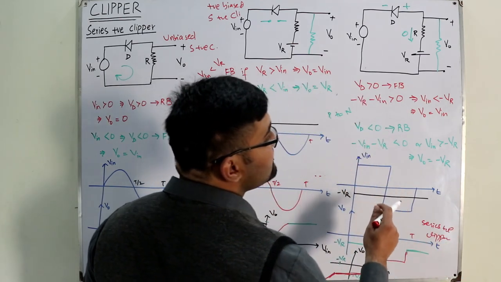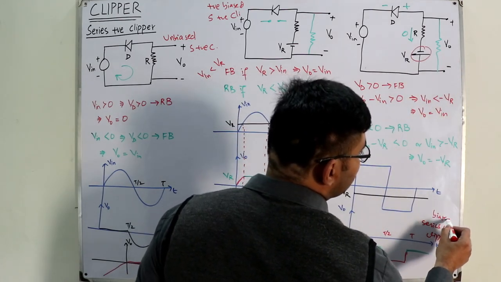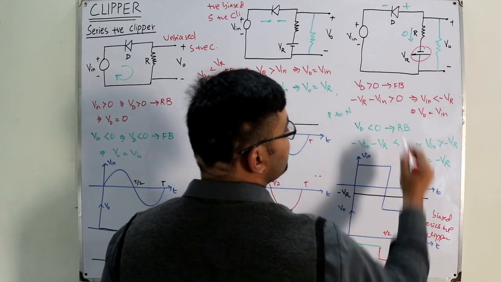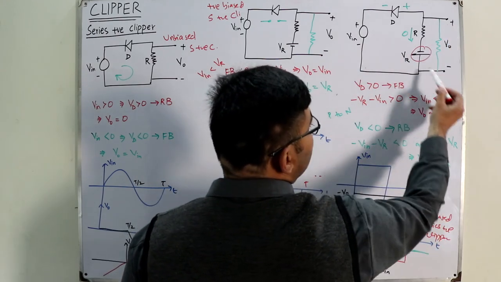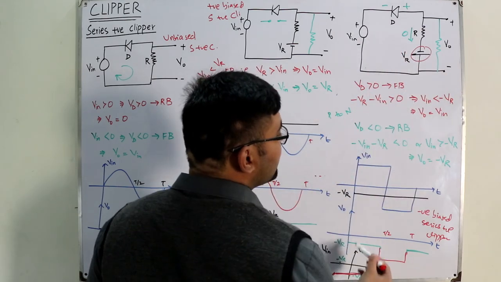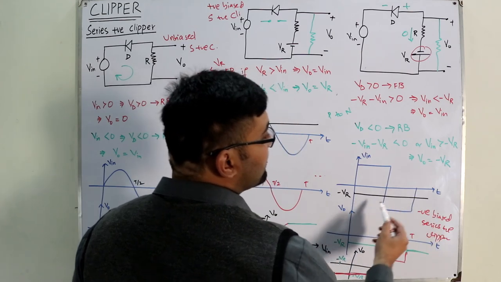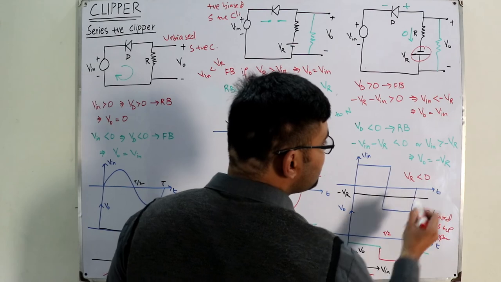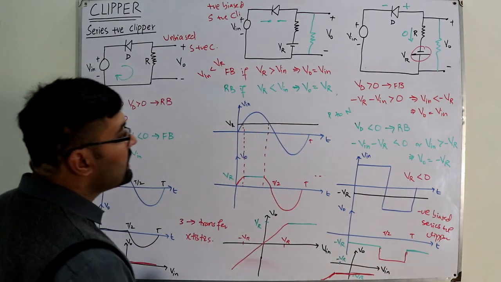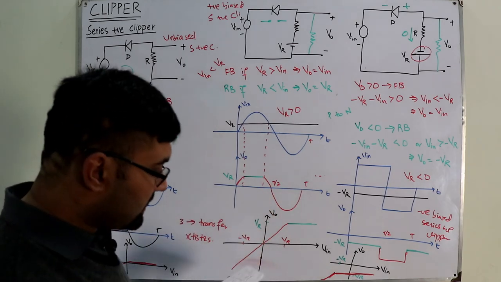And is this biased? Is it unbiased? It is biased because of the external source. And is it negative biased? Is it positive biased? This is negative biased. Why? Because have a look at the polarity: plus minus, this is minus plus. And VR lies below the axis. I told you in the introduction video that in negative biasing, VR is less than zero, and in positive biasing, VR is greater than zero.